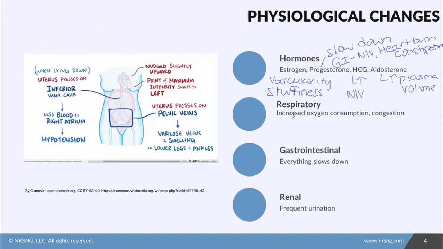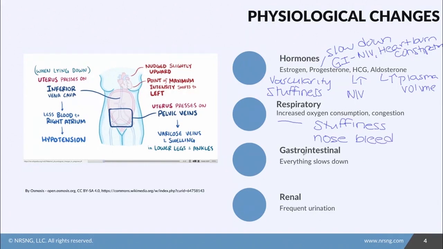So for our respiratory system, it changes because we have an increase in oxygen consumption, and then we have that nasal congestion that I mentioned. So it is common for these patients to have stuffiness, so nasal congestion, and then also nosebleeds are going to be common because of this increased vascularity there.